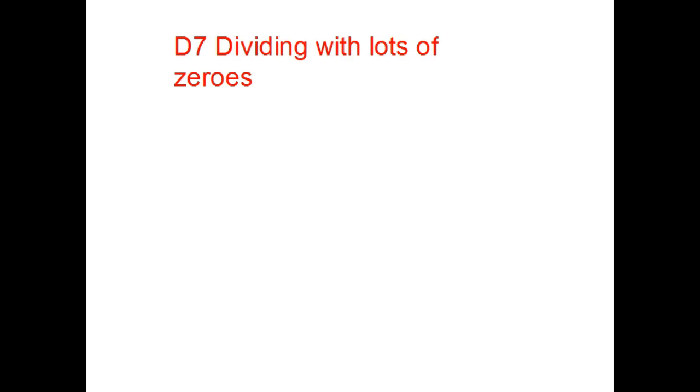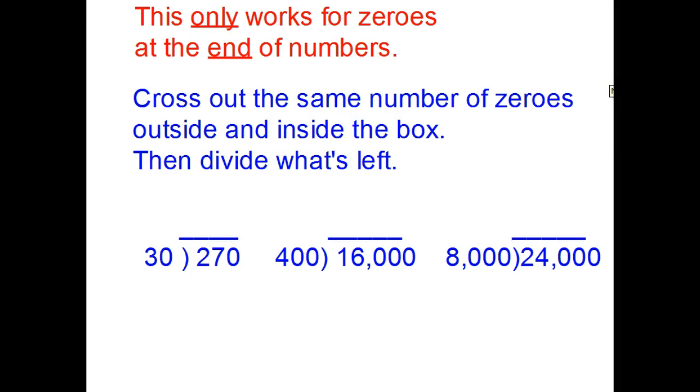This is video D7. It should be helping you whenever you're trying to divide numbers that have lots of zeros at the end. By the way, right away you notice I got a warning at the top. This only works for zeros at the end of numbers. The idea is to cross out the same number of zeros outside and inside the box. Then I'm just going to divide what's left.